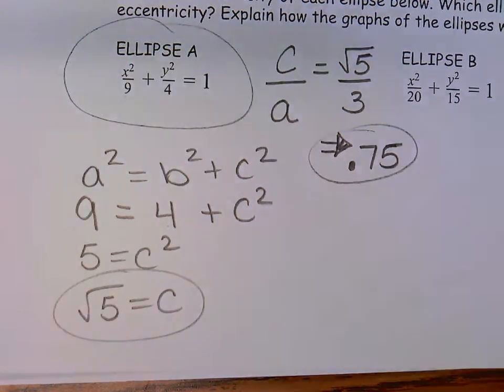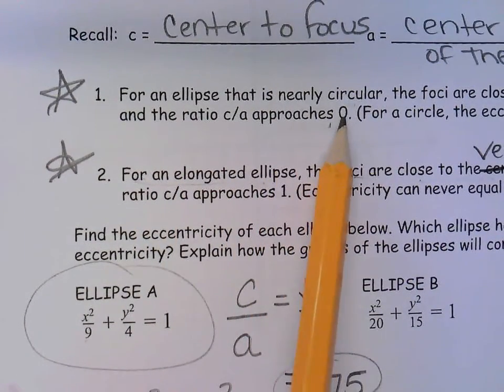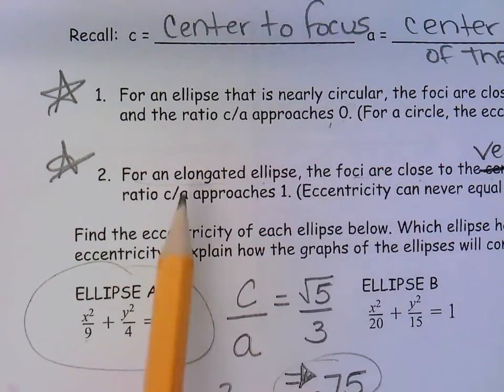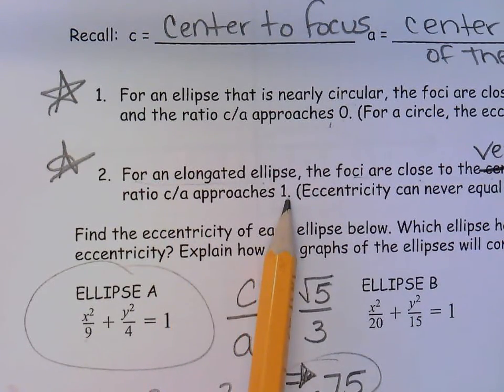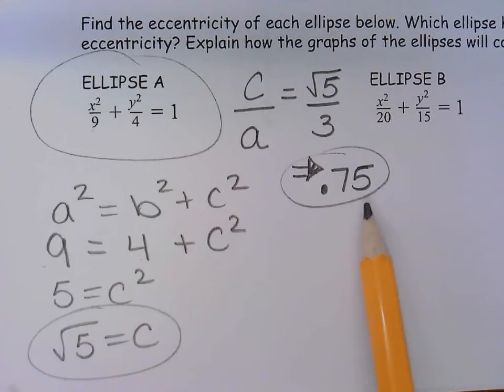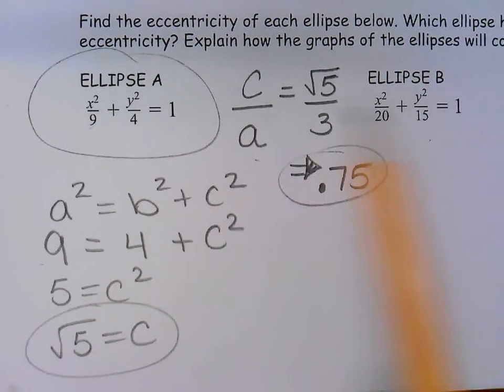Well, let's read. If the eccentricity is close to 0, it's a circle. If the eccentricity is elongated close to 1, it's an ellipse. I would say 0.75 is closer to 1 than it is to 0, right? You can't be 1 because you'd be a straight line. So 0.75 is closer to 1. I'd say it is elliptical. It's elongated. To compare these two, we need the eccentricity for ellipse B.